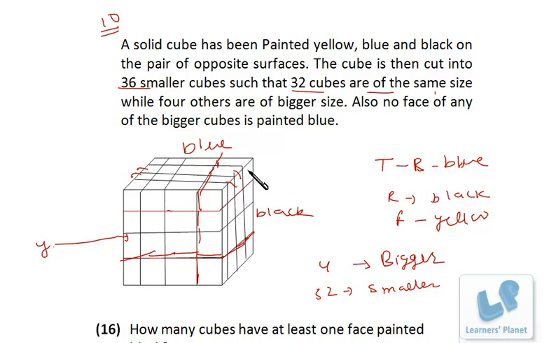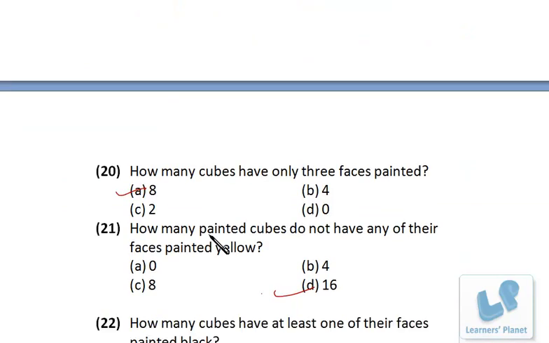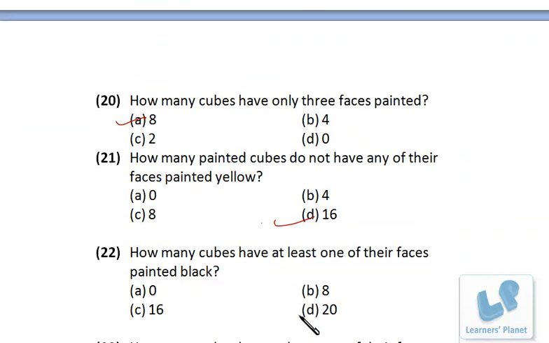So 4 and 4, 8 from this layer, and similarly 8 from that layer. So 8 and 8, 16, and 4 bigger cubes. So in all it is 20. Okay, 16 smaller pieces and 4 bigger ones. So in all it is 20. Okay, getting me?